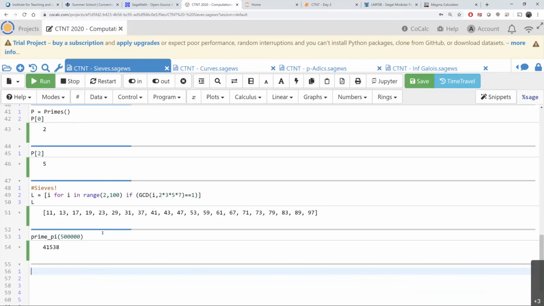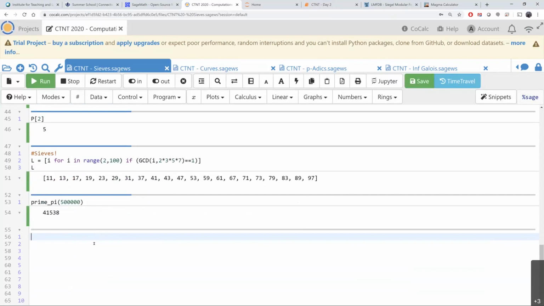What can I do with that? Let's look at what the prime counting function looks like. I'm going to plot the prime counting function. For that, I'm going to plot points, and each point is going to be i, prime_pi of i, for I in range, let's say from 2 to 50 for now. Let's see what that looks like.